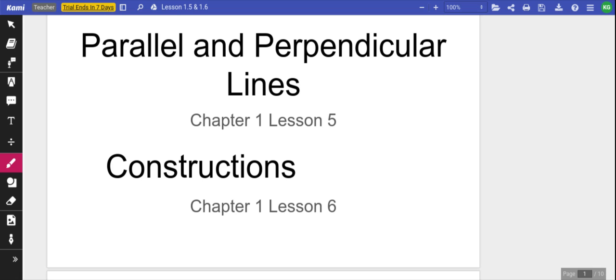Okay, we are going to do Chapter 1, Lesson 5 and Chapter 1, Lesson 6 combined today. For Chapter 1, Lesson 5, we're doing parallel and perpendicular lines. And for Chapter 1, Lesson 6, we are going to talk about constructions.